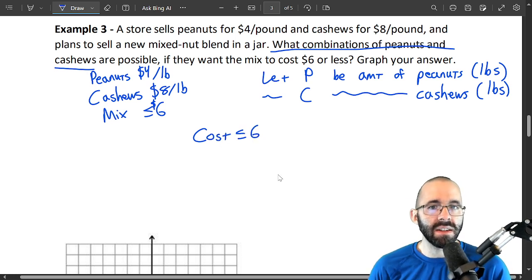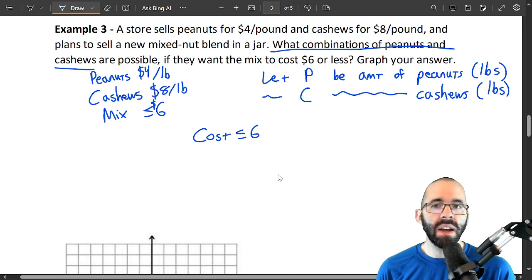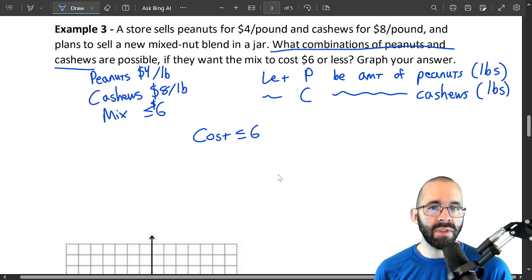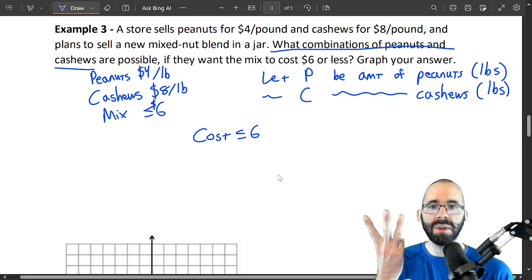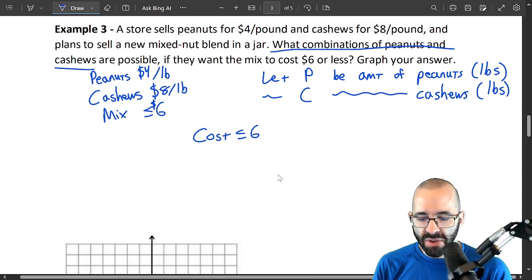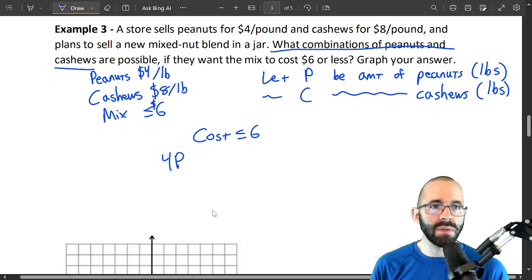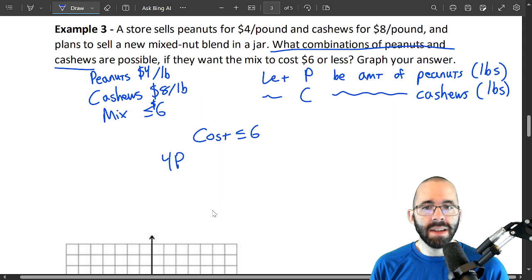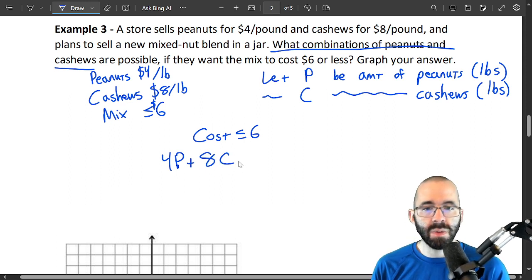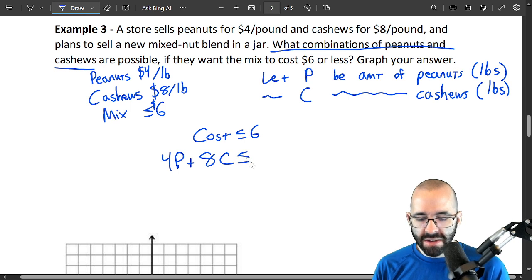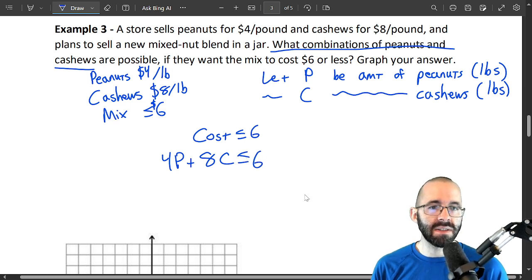So what is the cost? Well, peanuts are going to be $4 for every pound. So if there was 1 pound of peanuts, it'd be $4. 2 pounds of peanuts would be $8. 3 pounds of peanuts would be $12. So the cost for peanuts is just going to be $4 for every pound of peanuts we use. Similarly, cashews are costing us $8 for every pound of cashews we use. So that's the cost, and that needs to be less than or equal to 6.